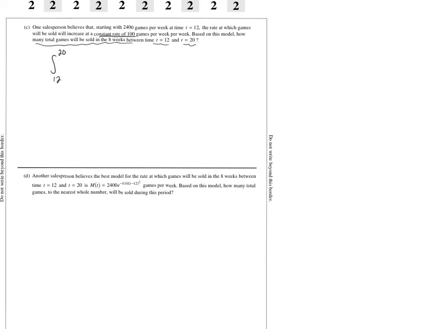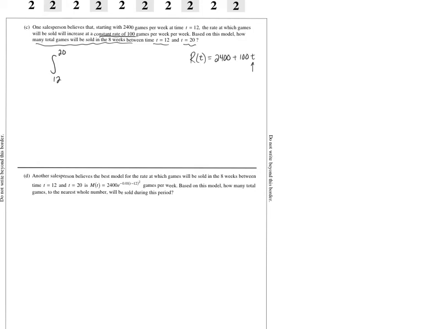And now, if you want to think about our rate that we're trying to model here for these next 8 weeks, we know already it's 2,400 because that's where it left off at t equals 12. And with every week that passes, it's going to go up by 100. So your inclination might be 100 times t, where t is the number of weeks.